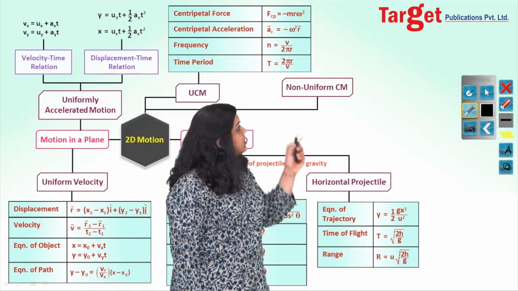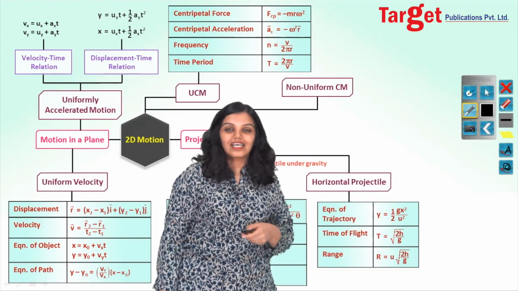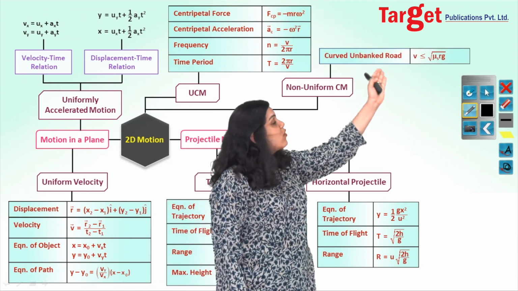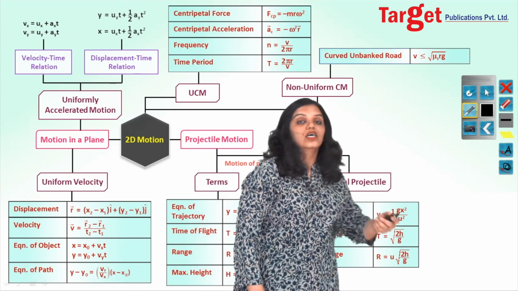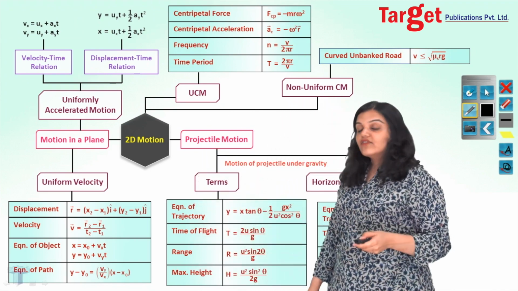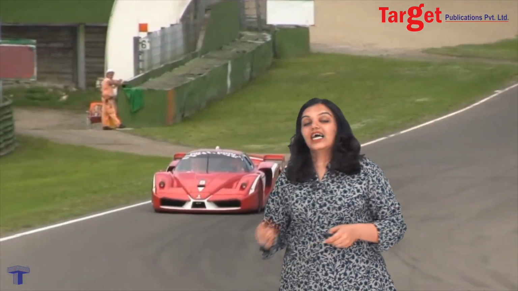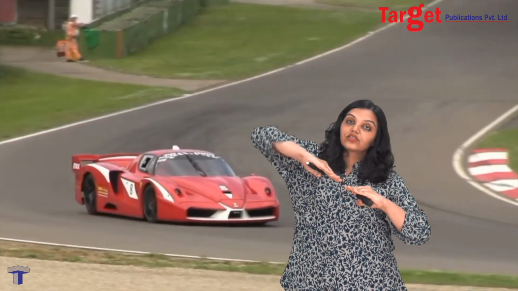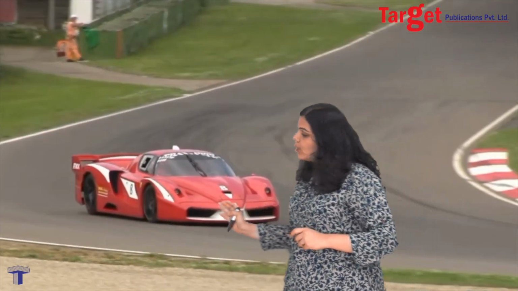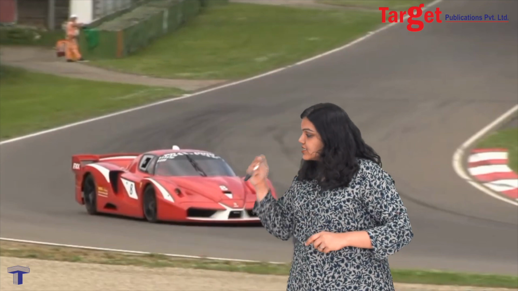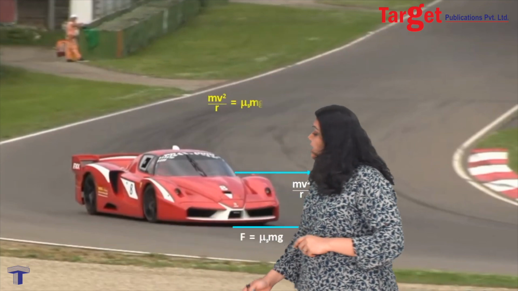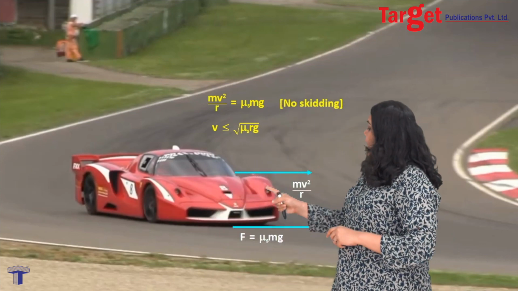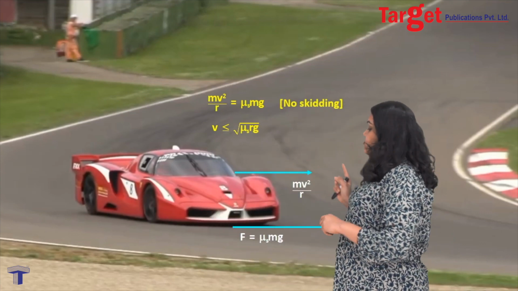We then move on to non-uniform circular motion. Non-uniform circular motion basically means different types of motion. Like the first one is a curved unbanked road. So if you have a car that is taking a turn on an unbanked road, meaning a road which is not raised as compared to the ground. So here you have an unbanked road, the car is taking a turn, and as you can see, the force acting in the horizontal direction on this car is the centripetal force m v square by r.